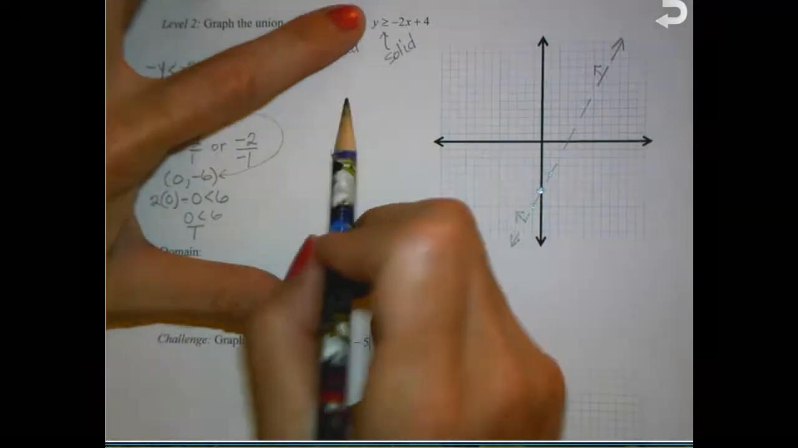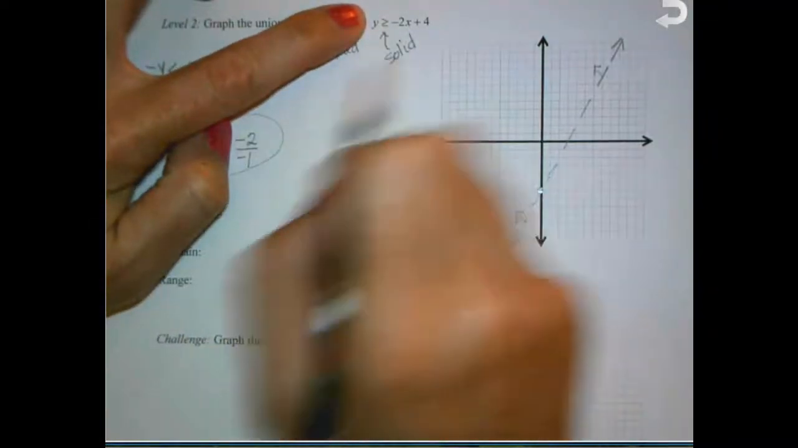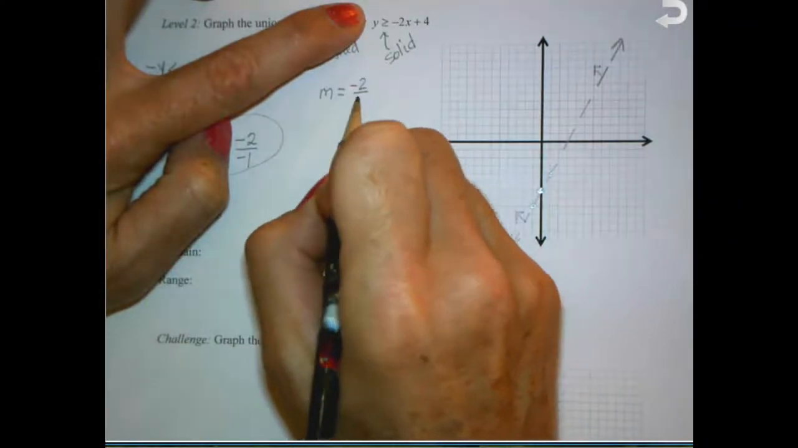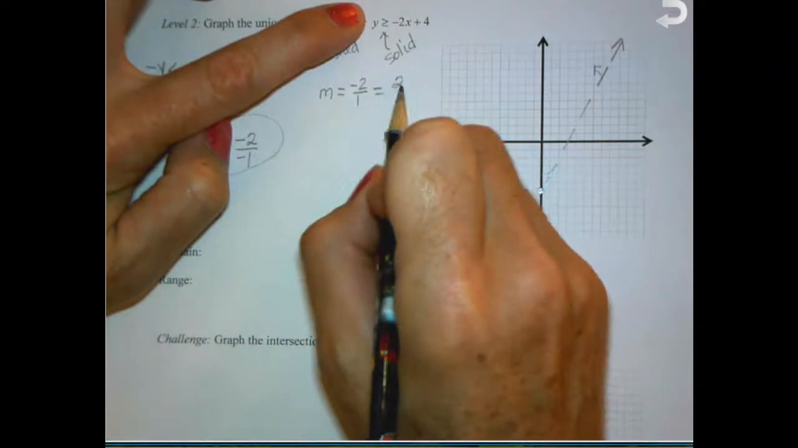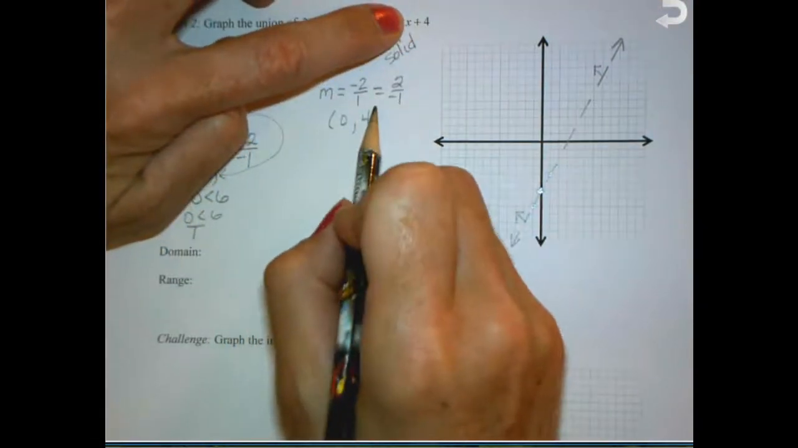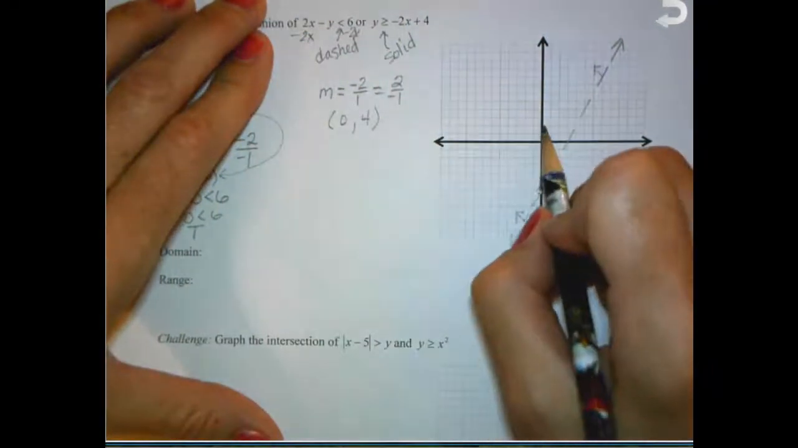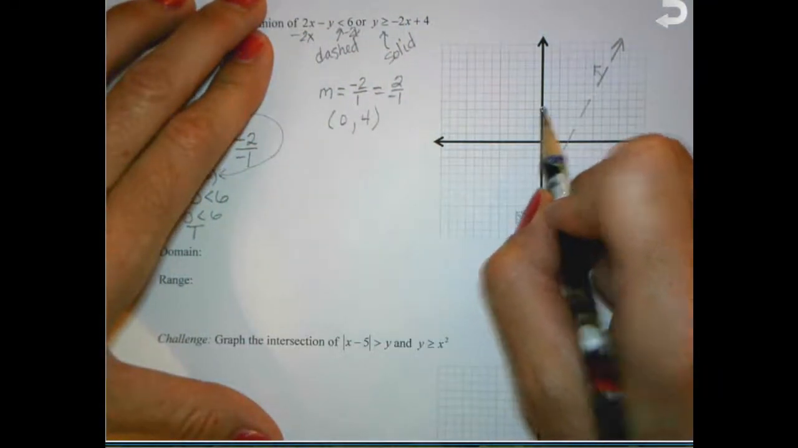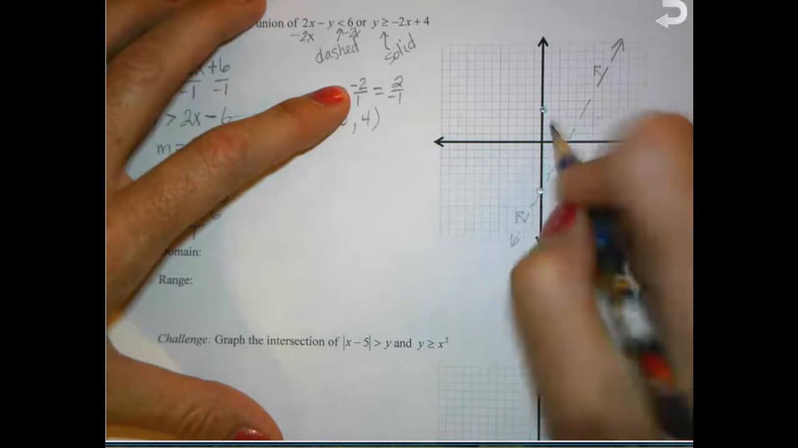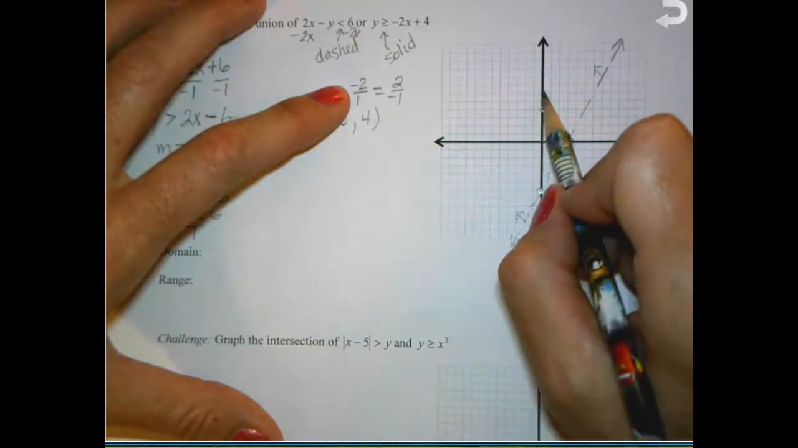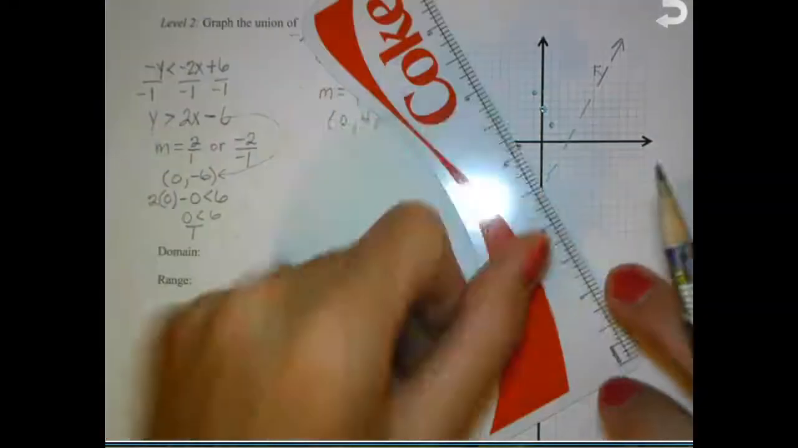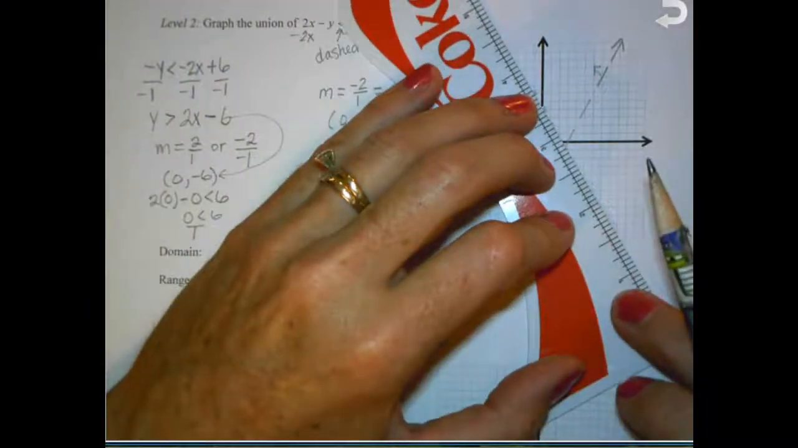And then for my second inequality, it's already in y equals mx plus b form, so I just need to pull out my slope, which is negative 2. Think about it as over 1. And it's the same thing as 2 over negative 1. My y-intercept is 0, comma, positive 4. So at 0, 1, 2, 3, 4, I need a point. And then I will use the rise of negative 2 and a run of a positive 1. Back to my original point, a rise of 2 and a run of negative 1. And this line needed to be solid. So let's put our solid line in there.